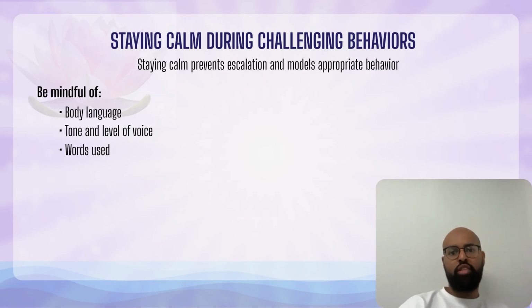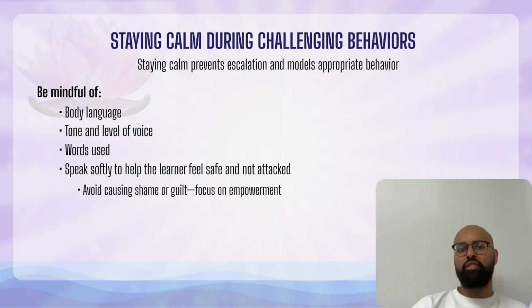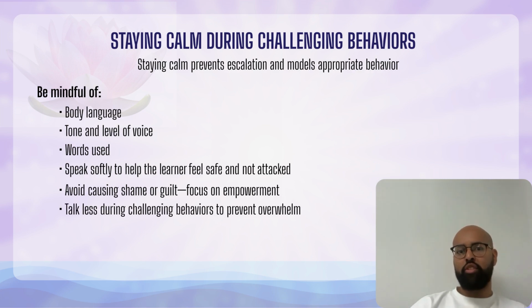When a learner is showing challenging behavior, it's best to speak softly. A softer voice helps the learner feel safe, not attacked, and reduces defensiveness. We should also avoid saying things that might cause shame or guilt. Instead, our goal should be to empower the learner and help them feel supported. And finally, talk less during challenging moments. Learners who are already overwhelmed may feel even more stressed when we talk too much. In these situations, less is more. Our calm presence often does more than our words can.